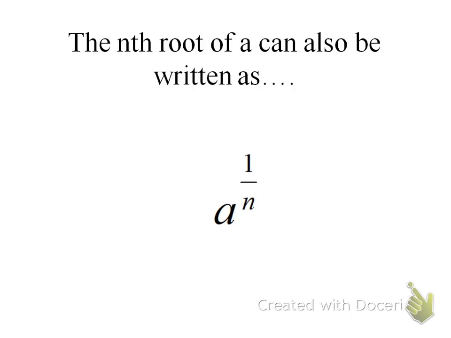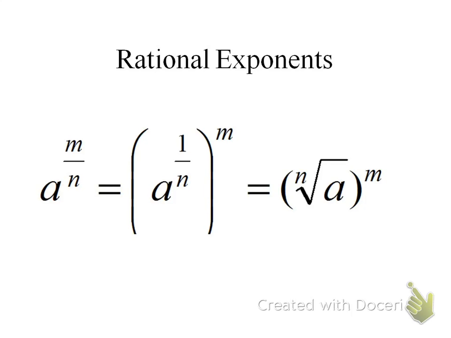Now, these are not actually too tricky when you have 1 over some number as your exponent, but sometimes you might have a number on top that's not 1. Those get a little more tricky, so here's in general how it works out. If you have a to the m over n, whatever the n is, that's your root. So if it was a 4 on the bottom, it'd be a 4th root. If it was a 5 on the bottom, it'd be a 5th root.